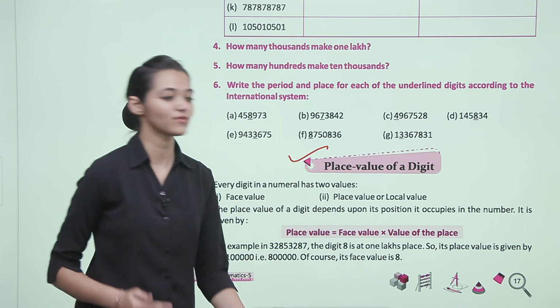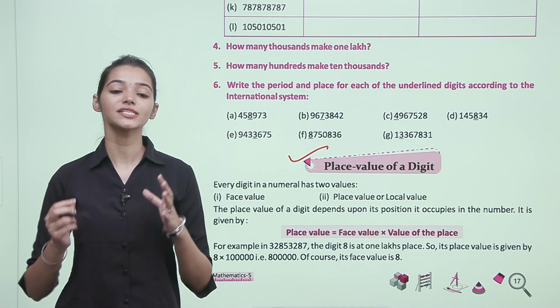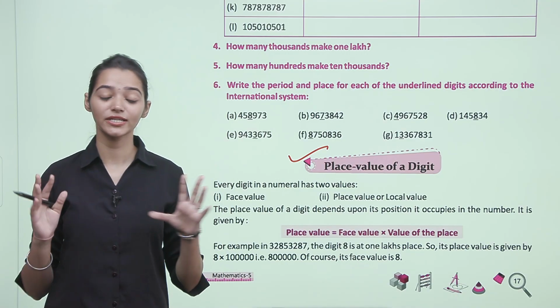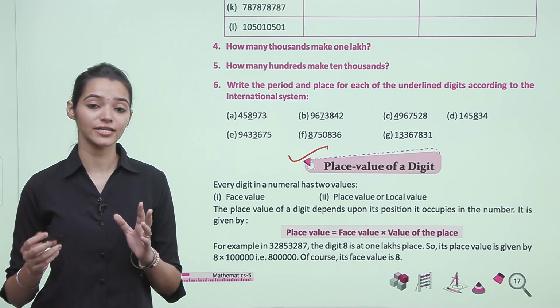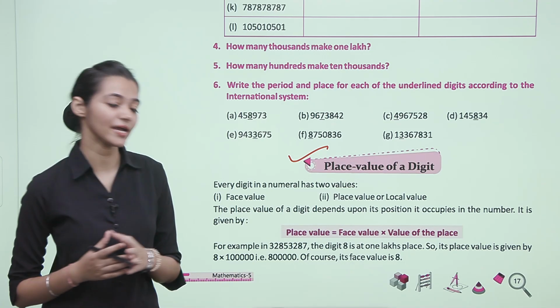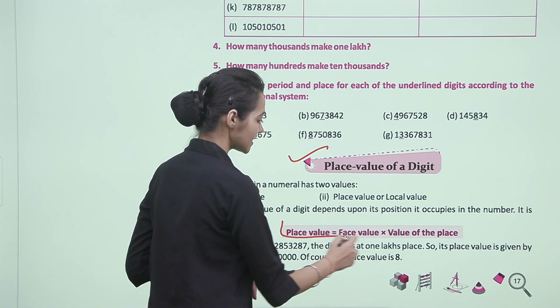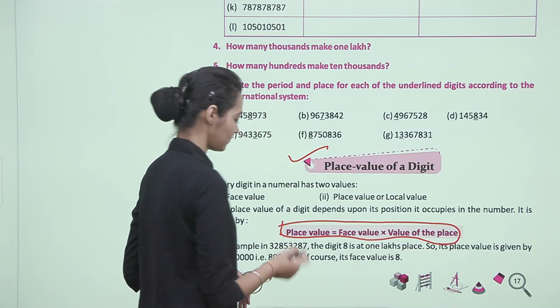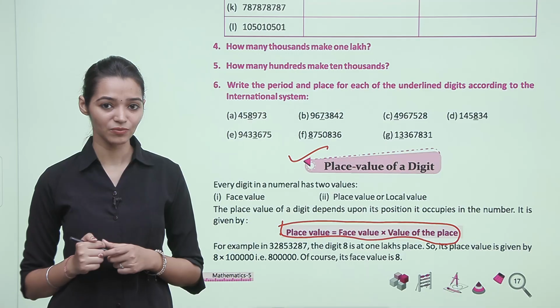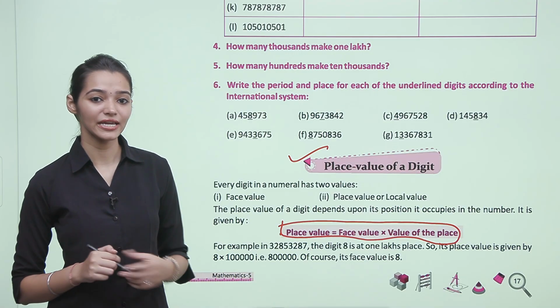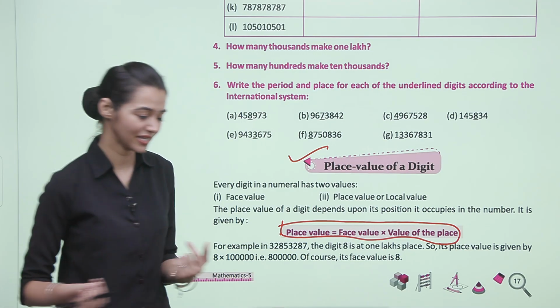Next is our place value of a digit. Every digit in a numeral has two values, that is face value and the place value or local value. The place value of a digit depends upon the position that it occupies in the number, and it is given by place value equals the face value times the value of the place. Now for example, in this number the digit 8 is at the 1 lakh place. So its place value is 8 lakh. Of course, its face value is 8.